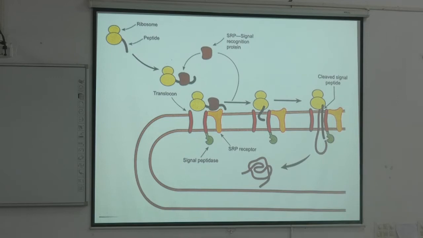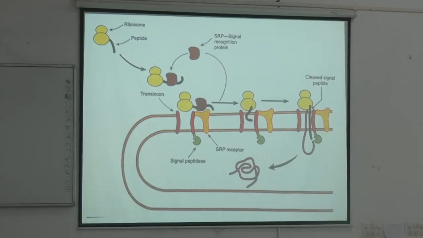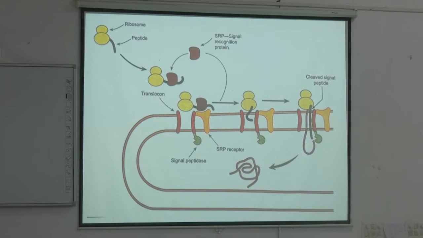When yes, it forms the translocon. When does the translocon form? When the SRP with the signal peptide docks to the endoplasmic reticulum membrane, to the transport channel of the endoplasmic reticulum. Then it is called the translocon. Okay, very good. Next.